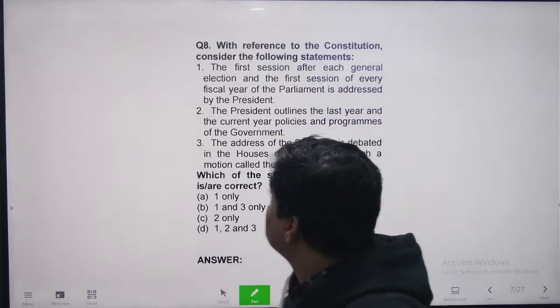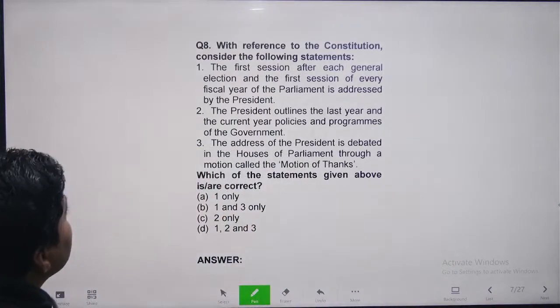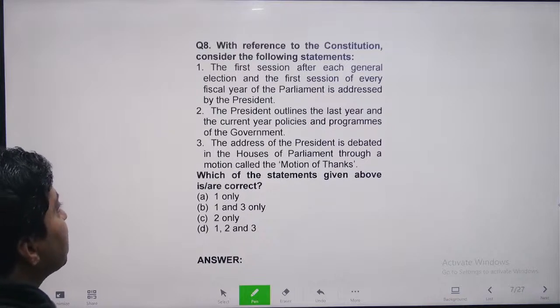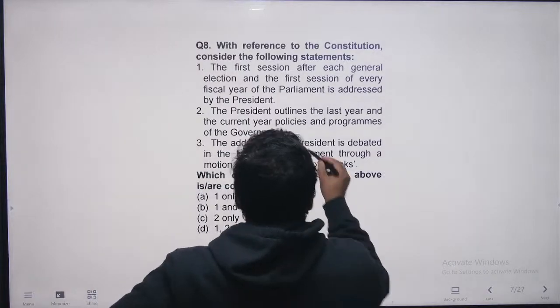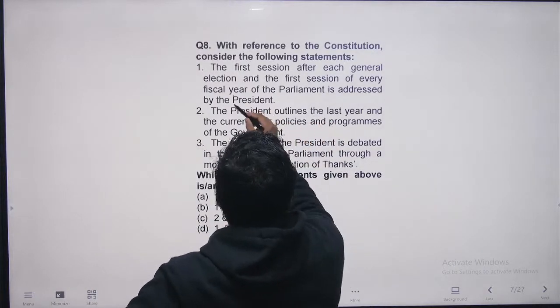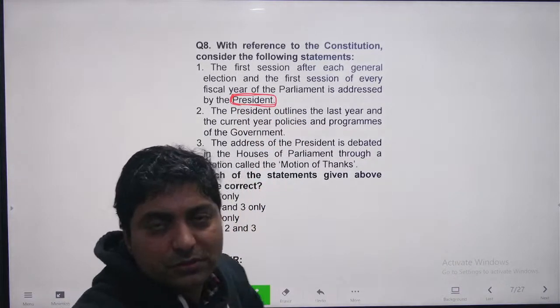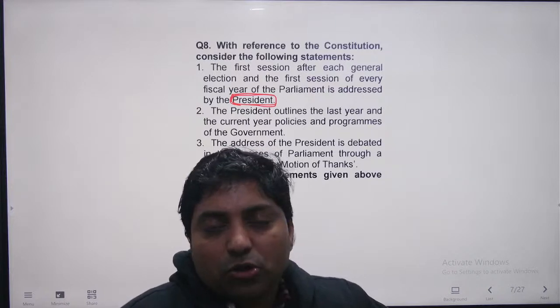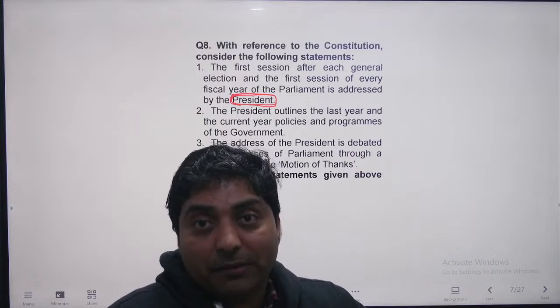Now look at the next question. With reference to the Constitution, consider the following statements. The first session after each general election and the first session of every fiscal year of the Parliament is addressed by the President. Yes, it is correct. Now, if you look at the President, the President addresses the Parliament before each financial year, right? And the President also addresses each new Parliament, on the first day of a new Parliament, right?